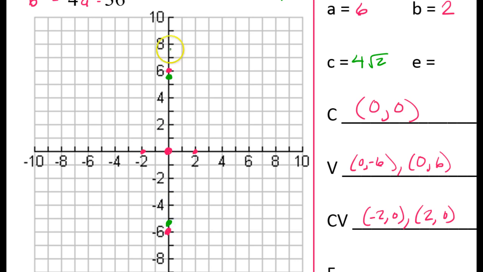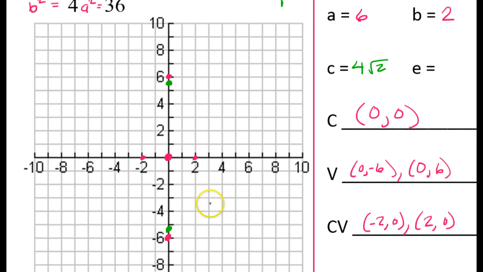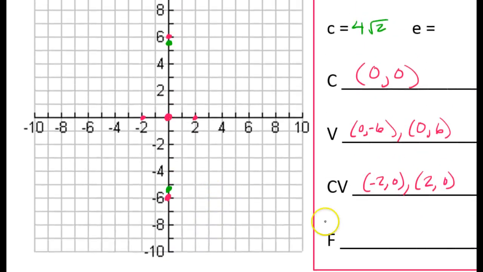Okay, and the foci always line up with the vertices. So be careful when you name the foci, though. We have to use the radical form. So the lower focus has coordinates 0, -4 radical 2. The upper focus has coordinates 0, +4 radical 2.